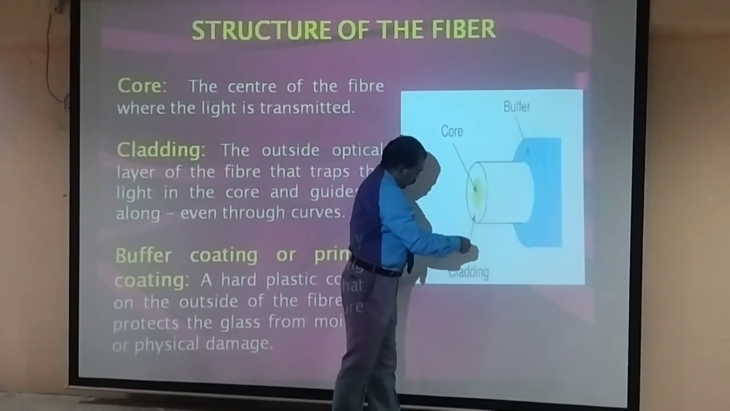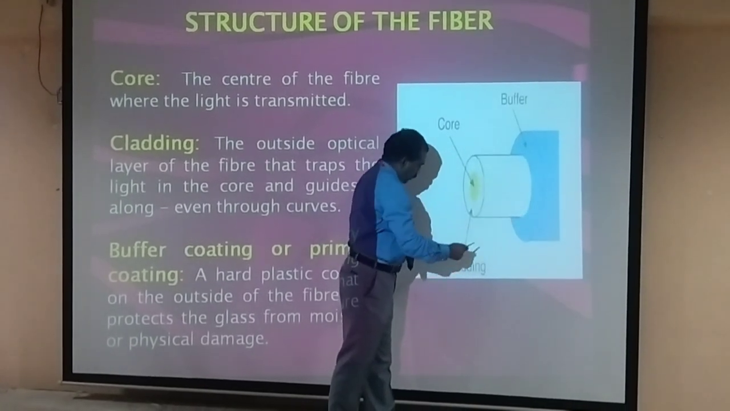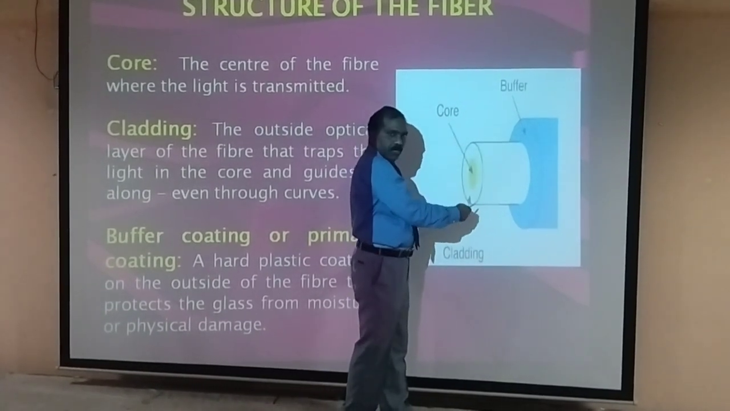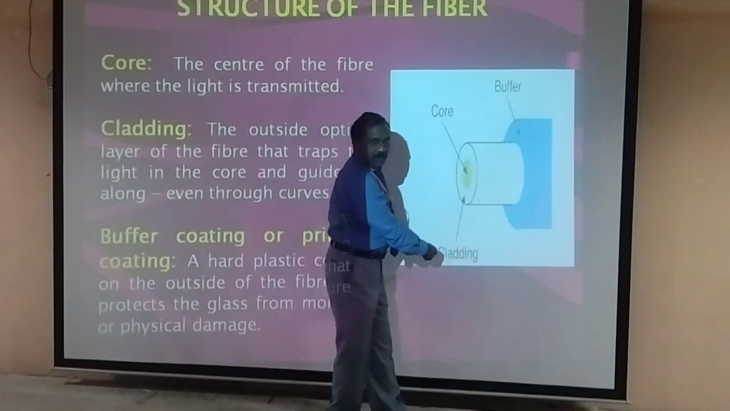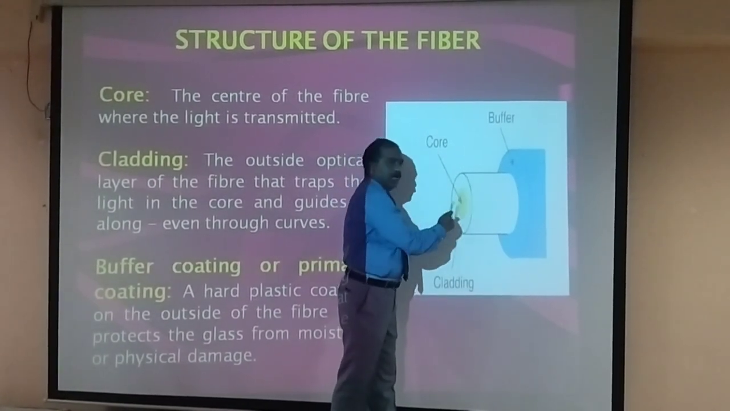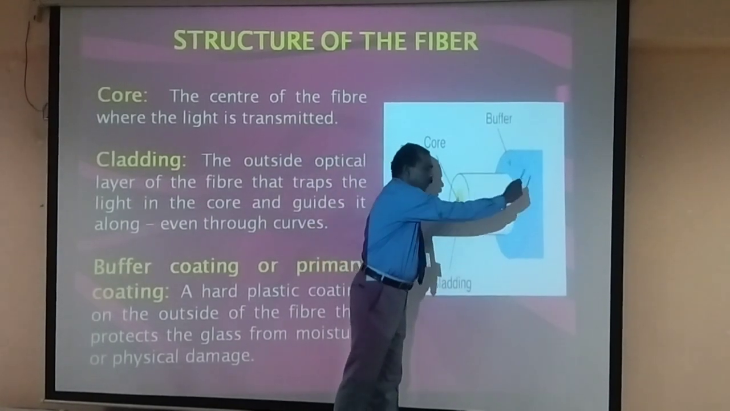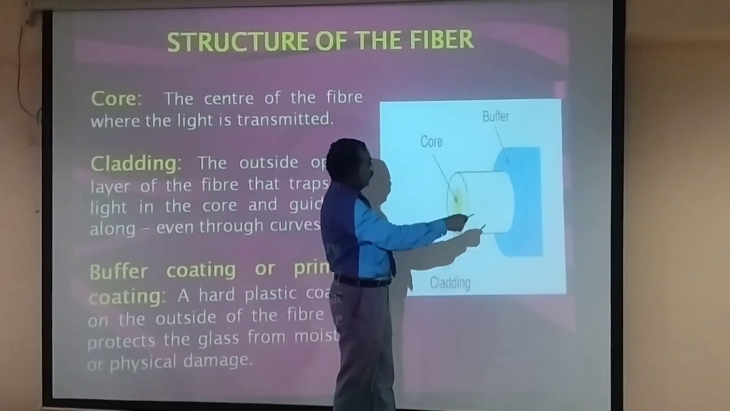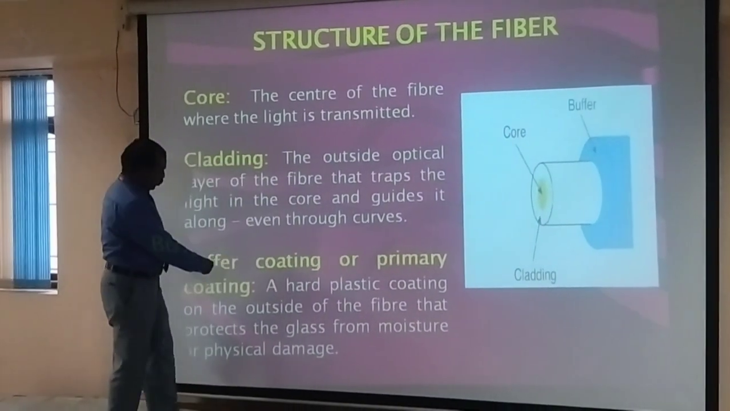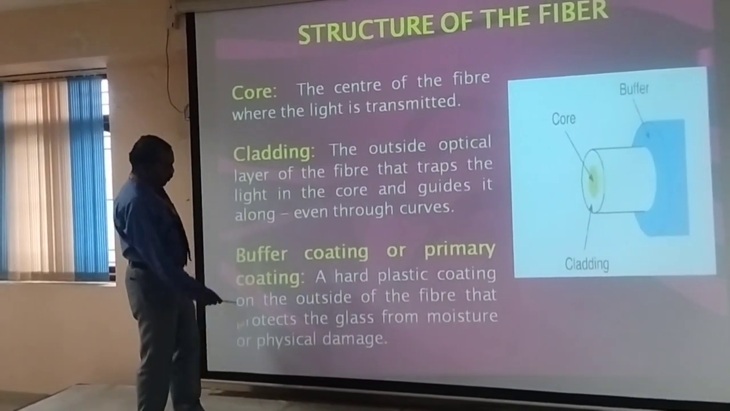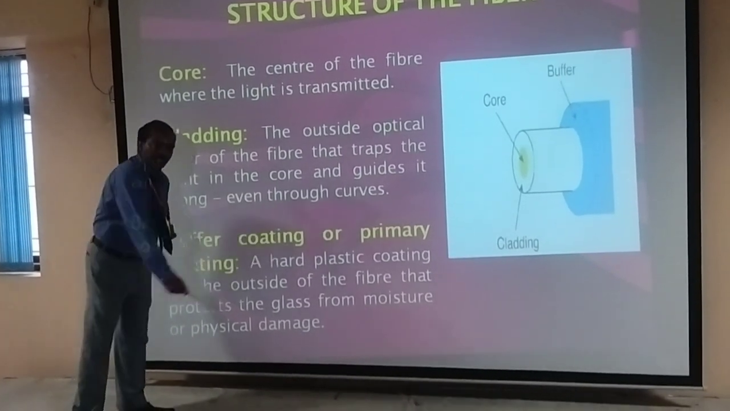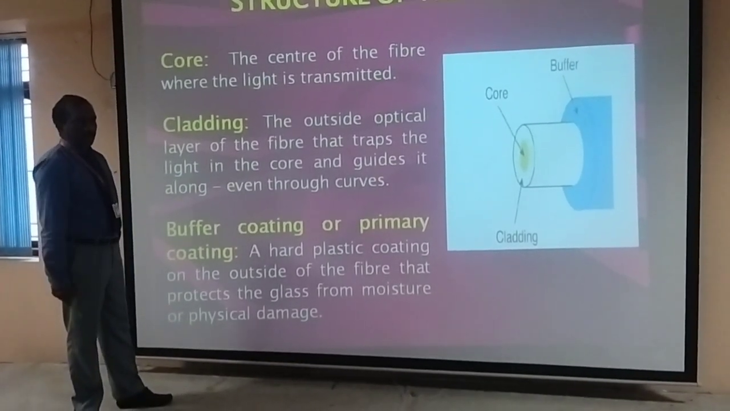Similarly, the fiber has the outer region called cladding. So this provides reinforcement to the core section. It has the refractive index N2. Therefore, N1 should be greater than N2. If the condition is satisfied, the light is fully transmitted along the entire region. Over this is another coating, called the buffer coating or primary coating. This is a hard plastic coating provided outside of the fiber to strengthen it for better transmission.